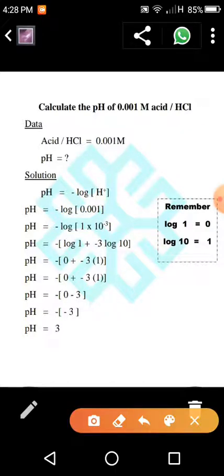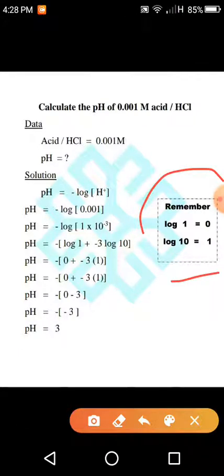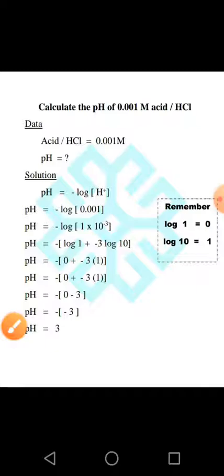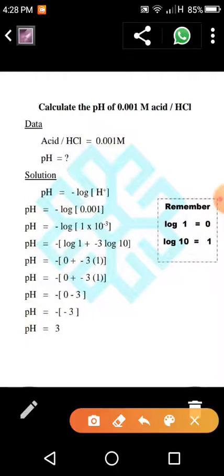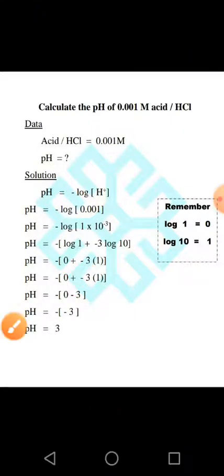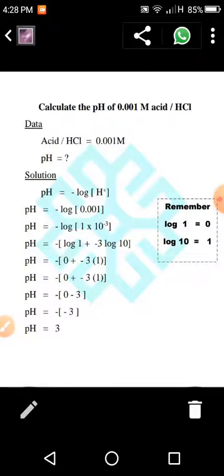After this, remember log 1 is always equal to 0 and log 10 is always equal to 1. Now place the value. Log 1 is equal to 0, then minus as it is, log 10 is equal to 1. After this, plus minus converts into minus, and 3 ones are 3. Then 0 minus 3, and the minus that is already present outside the bracket, minus and minus is equal to plus 3. That is the pH of the solution.